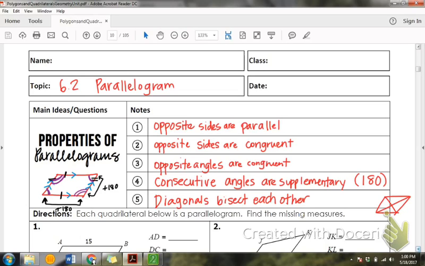Maybe I should. Can you guys see it over there in the corner? Maybe it's hard to see. I'll draw it up here. If diagonals bisect each other, would you agree that this one is definitely shorter than the other one? Yeah. Right? Okay. So they're not congruent, but these pieces are the same. And then these pieces are the same.